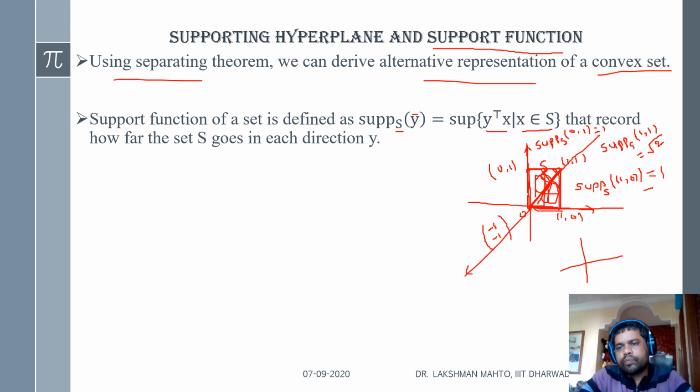Now, in this one, a vertex of the set was the origin itself. But suppose I am taking a set like this, which does not have the origin as a corner point. So this is a square. How can you find the support of this one?